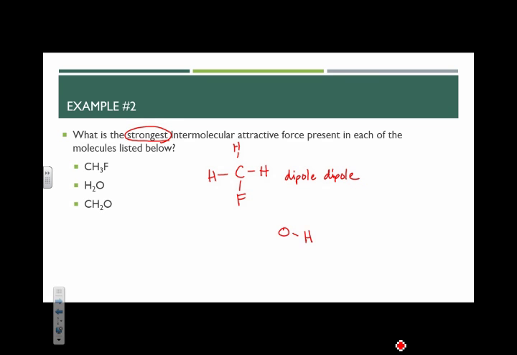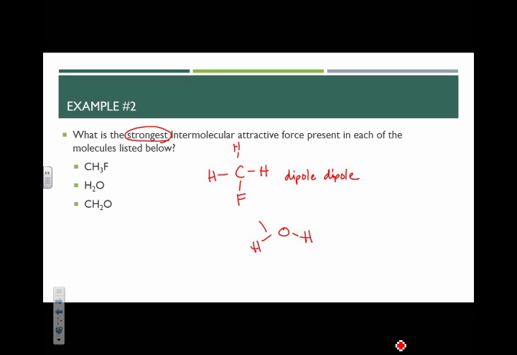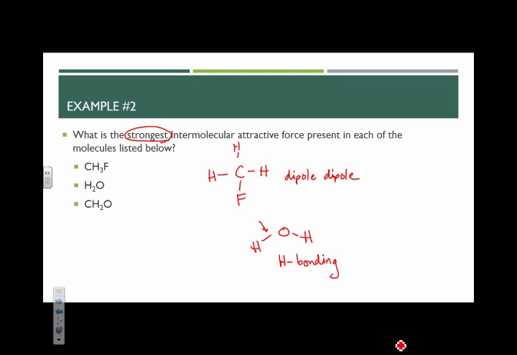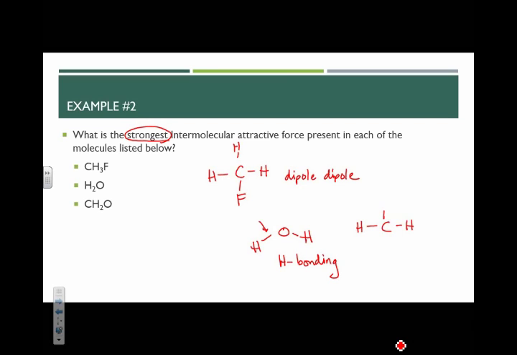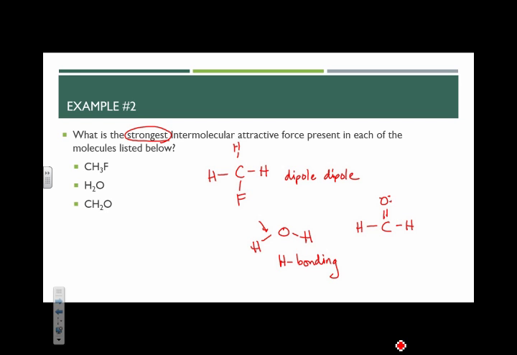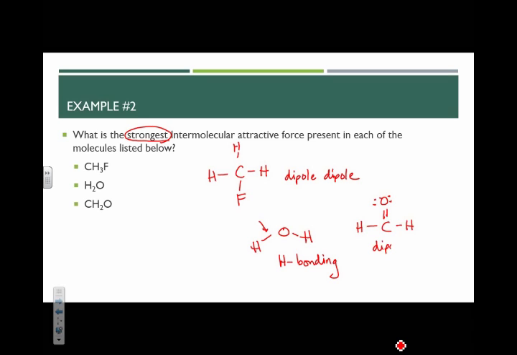H2O, we just talked about how it has an OH bond, so it has hydrogen bonding. CH2O, when I draw the Lewis-Dot structure, has an H and then has a double bonded O. That's a polar molecule, but no OH, FH, or NH bonds, so this would be dipole-dipole.